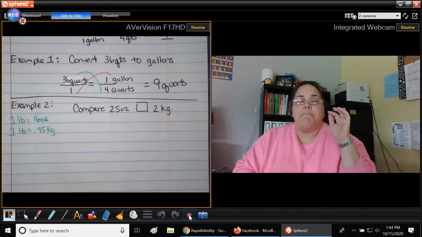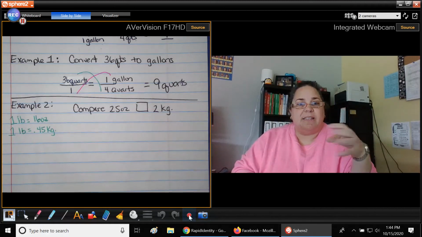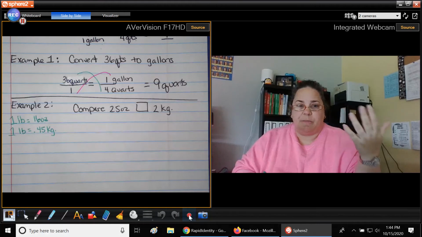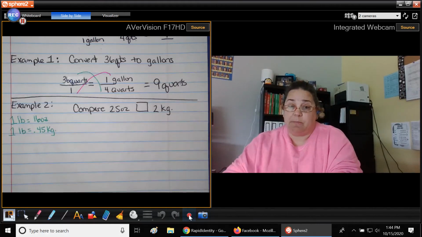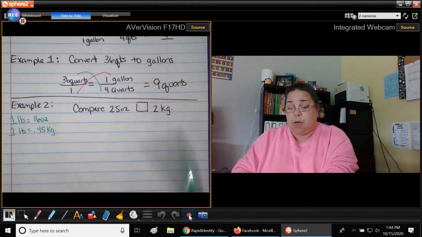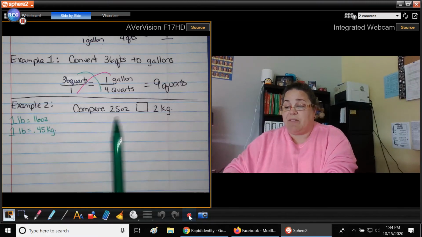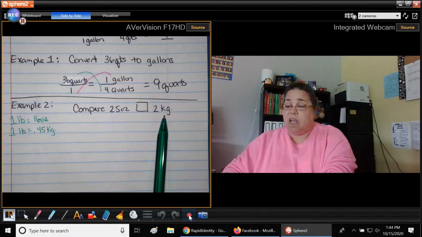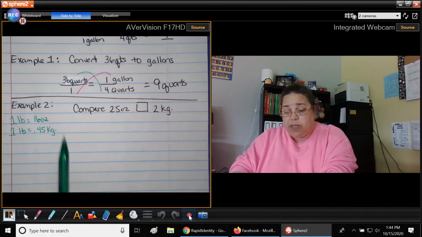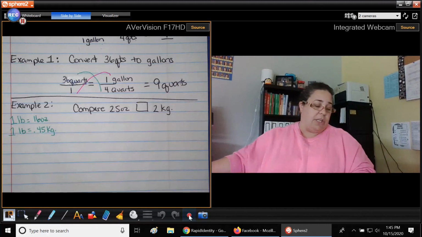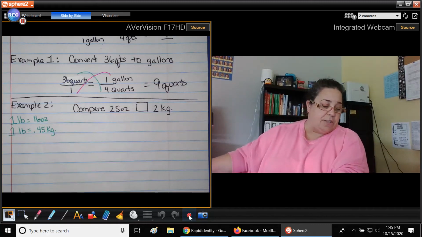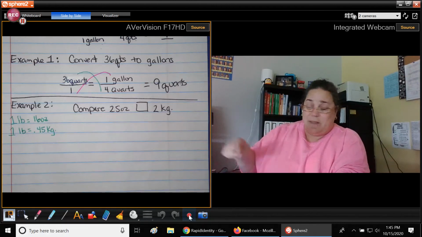All right, now bear in mind that like on the EOG or something like that, they're always going to give you these conversion rates. You just have to know how to use them. So pretend like this is an EOG question and they're asking you to compare 25 ounces to 2 kilograms. And they are giving you this information, and now you got to use it, all right? So this is how we're going to use it. To compare different units, you have to make them the same, okay?